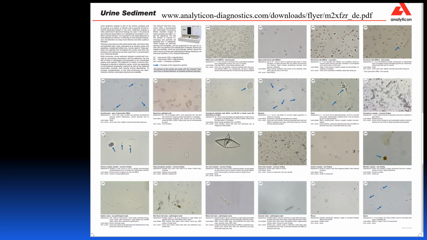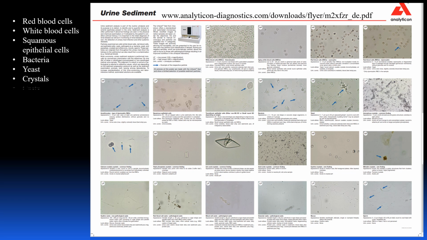Following the urine dipstick evaluation, a microscopic evaluation of the urine is performed. The presence of different cell types can be reported. Most common include red blood cells, white blood cells, and squamous epithelial cells. When present, bacteria, yeast, naturally occurring or drug crystals, and urinary casts are also reported.